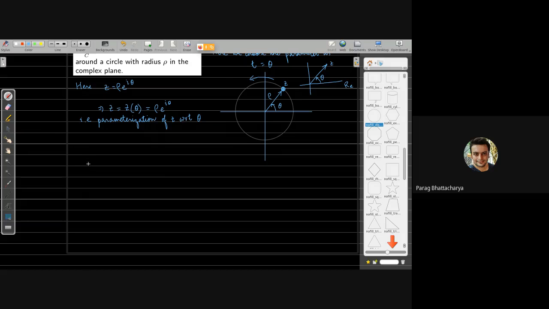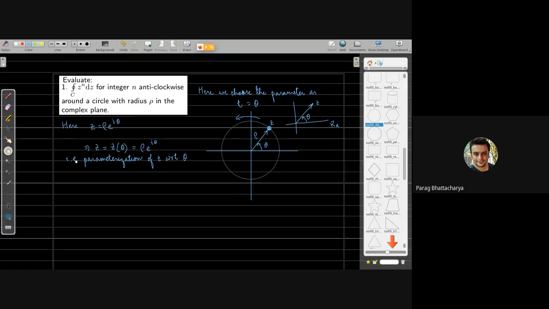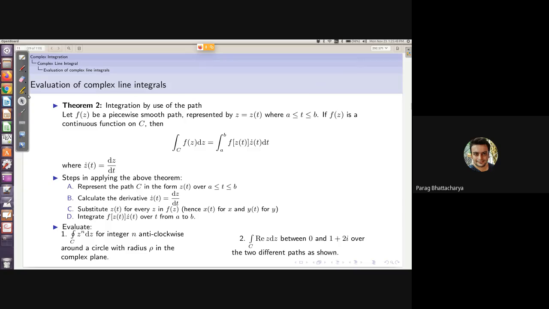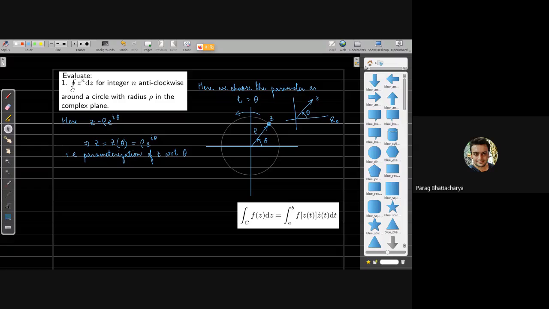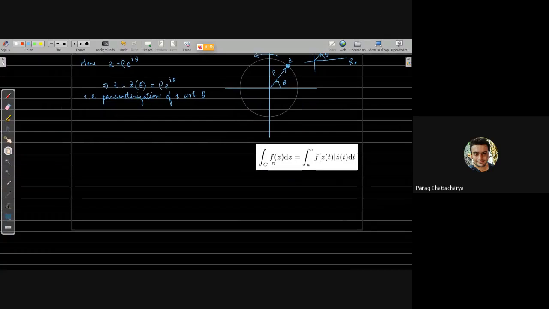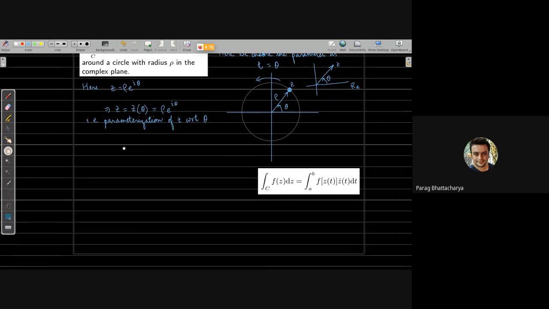All right, so next thing that we need to do is, if you look at the formula, let me grab the formula also from here. Okay, so this is the formula that we're going to use to evaluate this integral. So in this formula, we need z dot also. That is a derivative. So here now, what is the derivative? That is z dot of theta. t is theta.